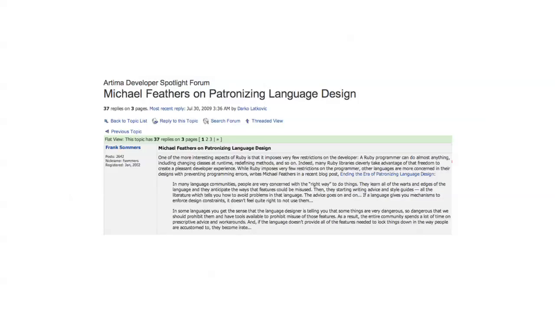But anyway, I wrote this up a couple years ago. It was an observation I made that in the 90s we had what I called the era of patronizing language design. And you could see this over and over again in the different languages that were developed back then. Java, for instance, basically isn't as powerful as it could have been, because there was this feeling that, hey, mainstream programmers can't handle certain sorts of things.